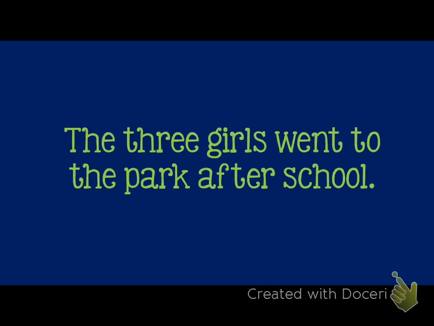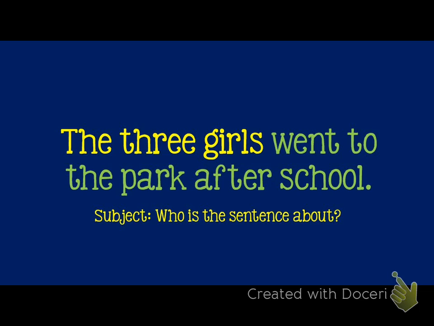Let's look at an example together. The three girls went to the park after school. When you're trying to find the subject of a sentence, ask yourself the following question: who is the sentence about? If we look at this sentence, we can see that the subject is the three girls.